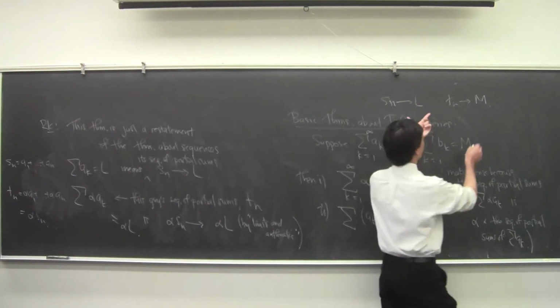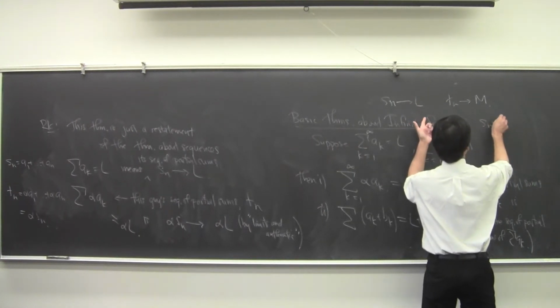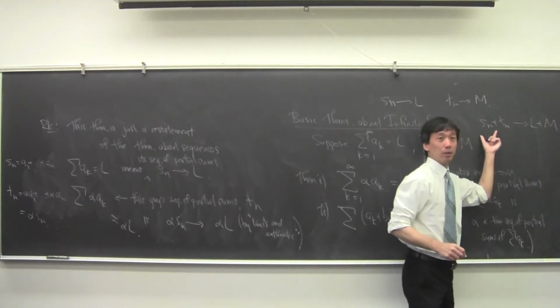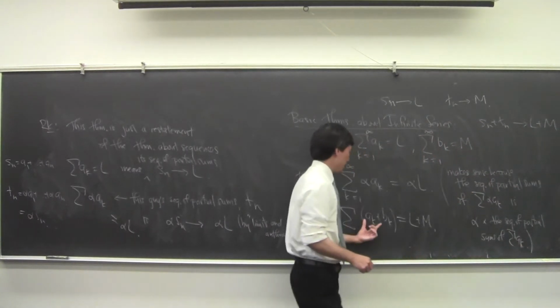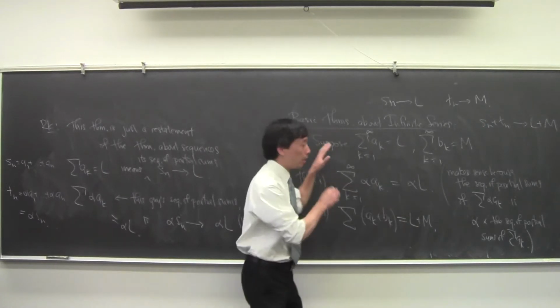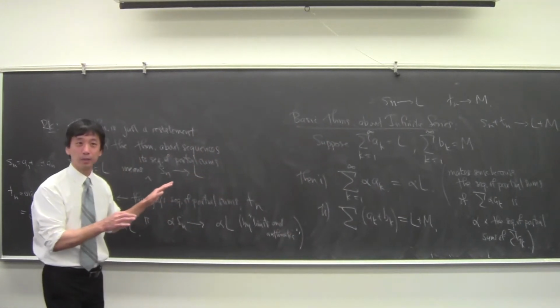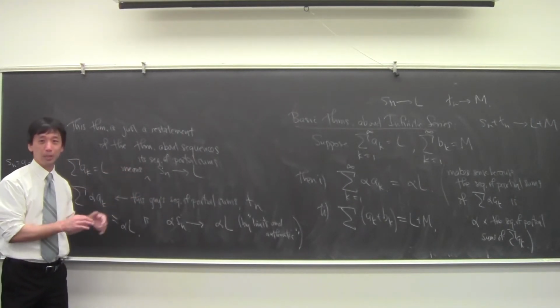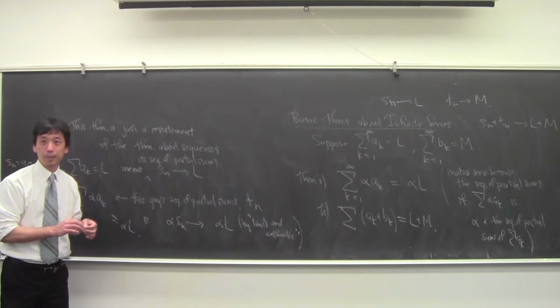But we also have a theorem that says the sum of these sequences is going to converge to the sum of the limits, right? And that tells us that this thing converges to the sum of the limits. Okay, so all this is just limits and arithmetic. If you understand the definition, we're just using limits and arithmetic. Does that make sense?